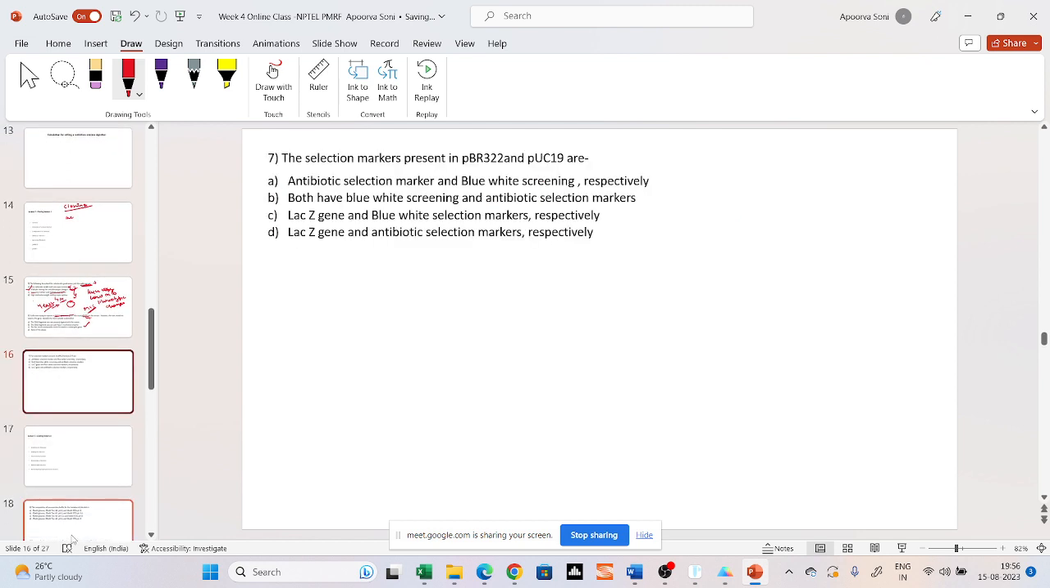Now, question number 16. The selection markers present in pBR322 and pUC19 are what? Tell me the answer. Think and answer. What should be the answer of this question?